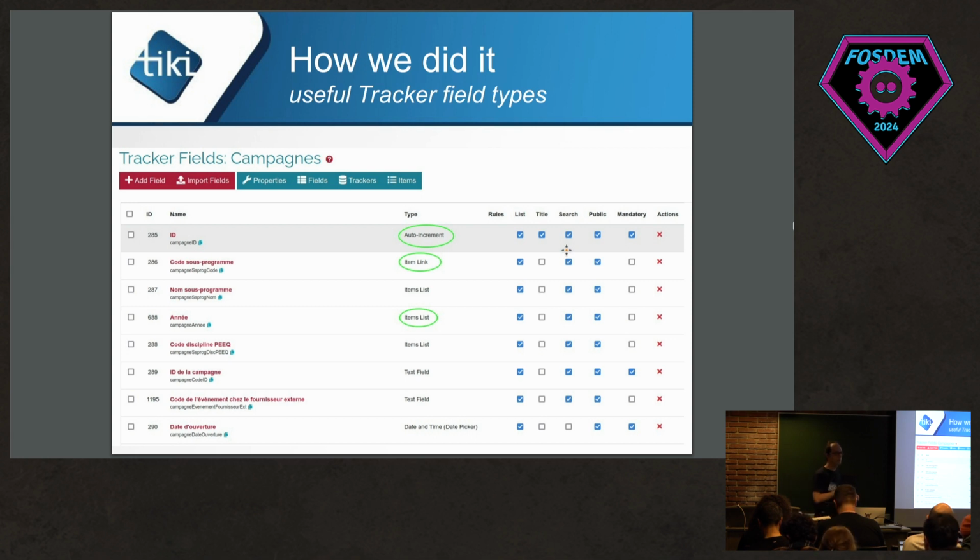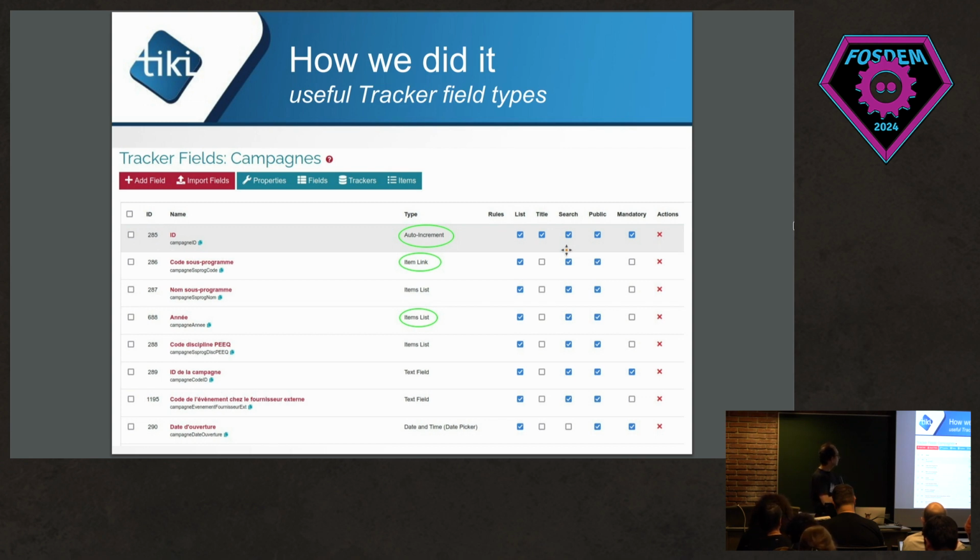The item link, well, if you're familiar with SQL, think about foreign keys. The item link links to another tracker. So when you edit the item, you have a selection of items from the other tracker, and you can link tracker items from one tracker to tracker items of another tracker. Once you've managed to link those, items list is super useful because it does the other thing.